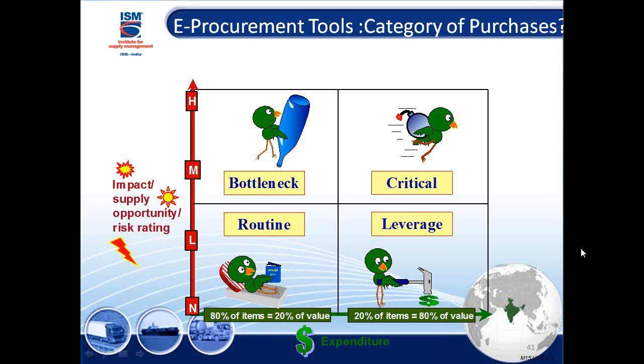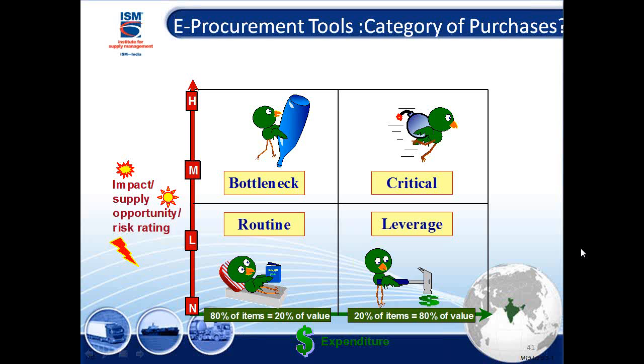Risk is also low. So to me, routine means, in a relaxed fashion, I know even if it is last minute I have to buy, I will buy. Leverage means I'm spending a very high figure, 20% of the items, 80% of the values, very high values, but the risk is low. There are many supply sources. In those situations, I want to really squeeze out the major savings.